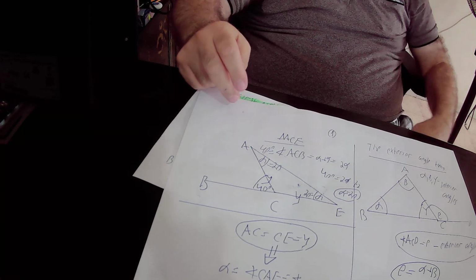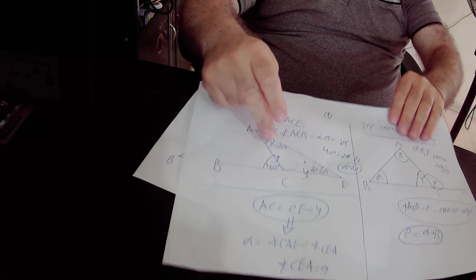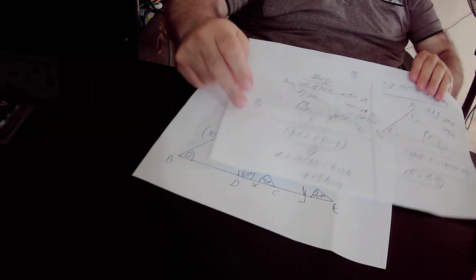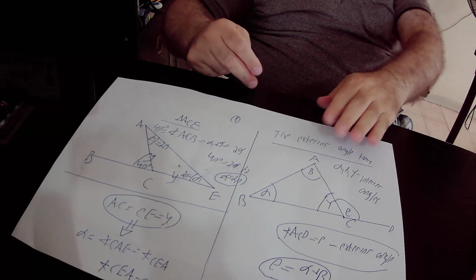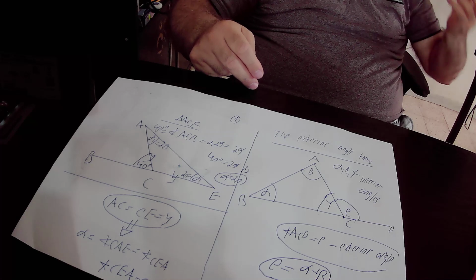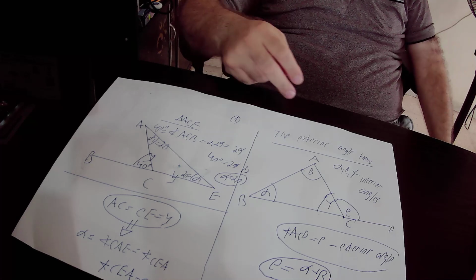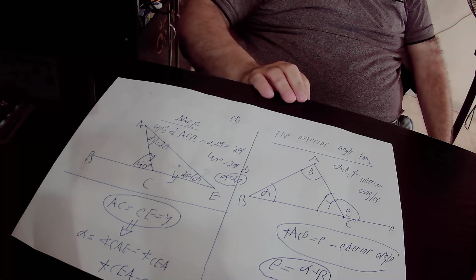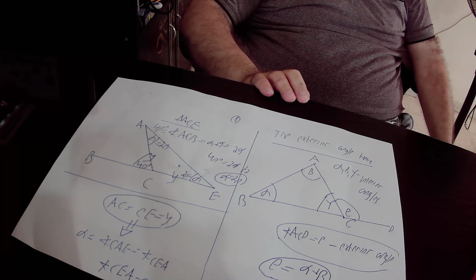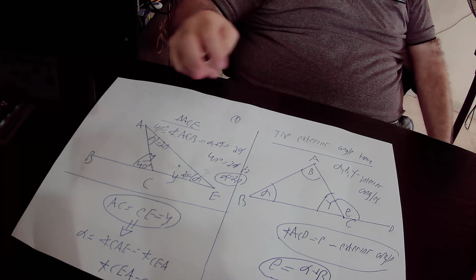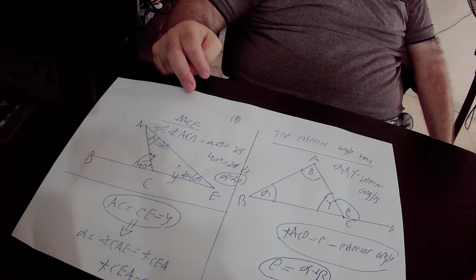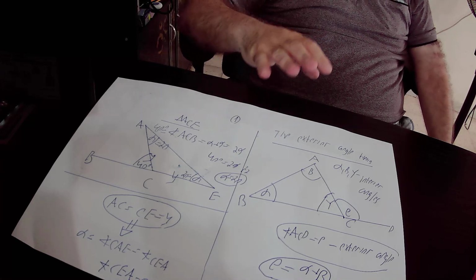Then I copied angle ACB that is equal to 40 degrees from the original drawing, and I presented to you the external angle theorem, and we implemented the external angle theorem in triangle ACE. What is the external angle theorem? The external angle theorem is true in any triangle.